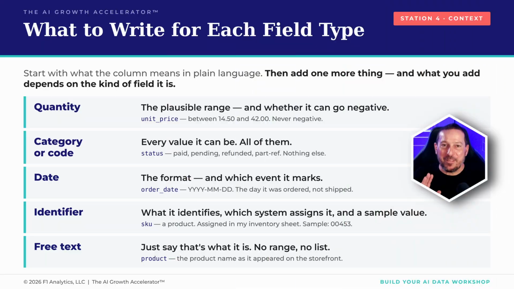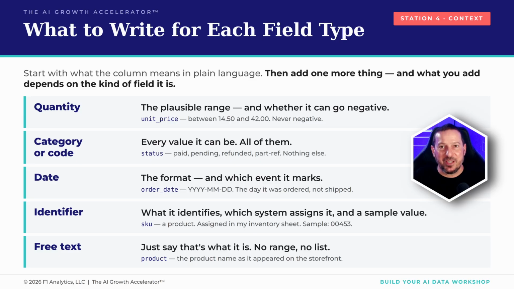Then you add one more thing, and what you add depends on what kind of field it is. There are 5 kinds of fields. This is the one worth screenshotting. Now, if it's a quantity, a number you'd add up or average, give the plausible range and say whether it can go negative. If it's a category or a code, list every value it can be, all of them. If order status can only be paid, pending, refunded, or partially refunded, write down all 4. That's what lets your AI know a value is wrong instead of just unfamiliar.